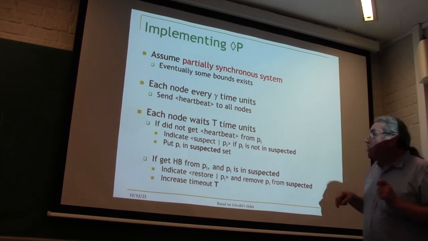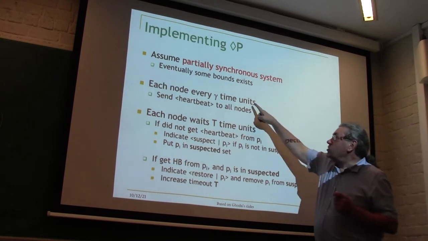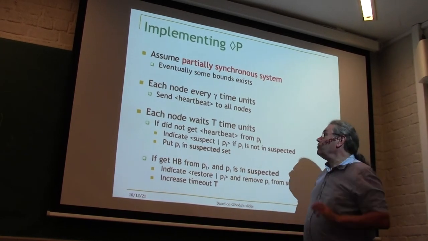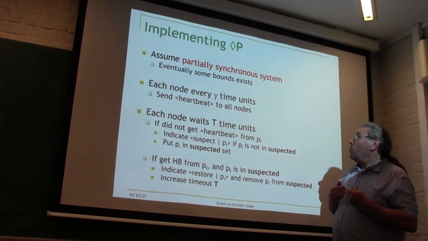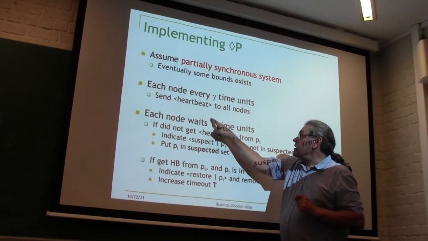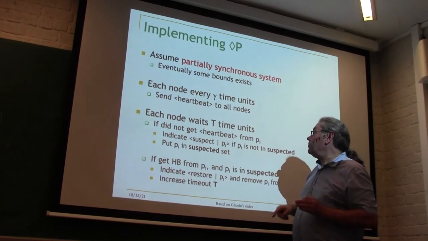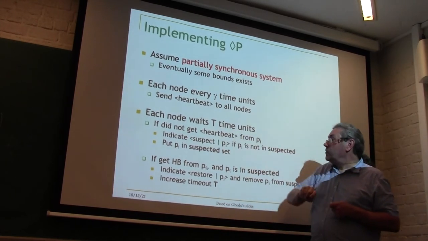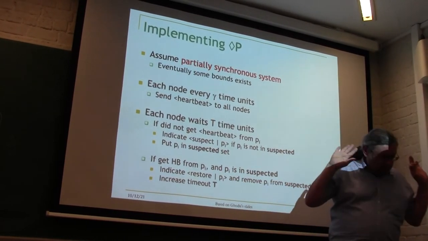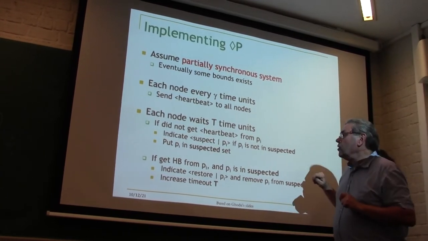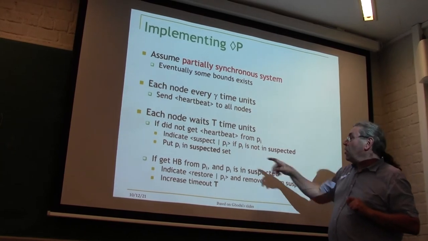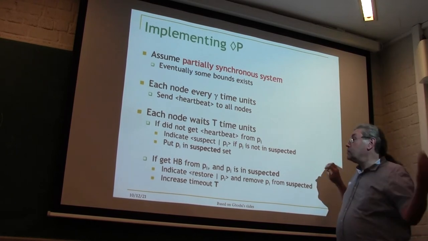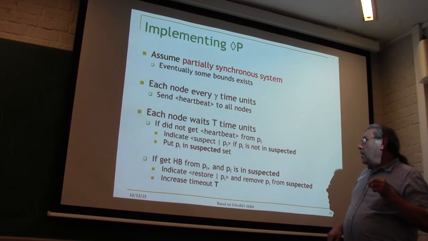Actually, it's not that hard. Again, each node will send a heartbeat every gamma units, and each node will also wait. But now it's not a fixed time. We have some T, and we'll see this T is important. It waits a certain time. If it did not get a heartbeat from p_i in this time, it says suspect: the node maybe has crashed. Put p_i in a suspected set, but also give the indication. So it has a local variable, and so it suspects the node.